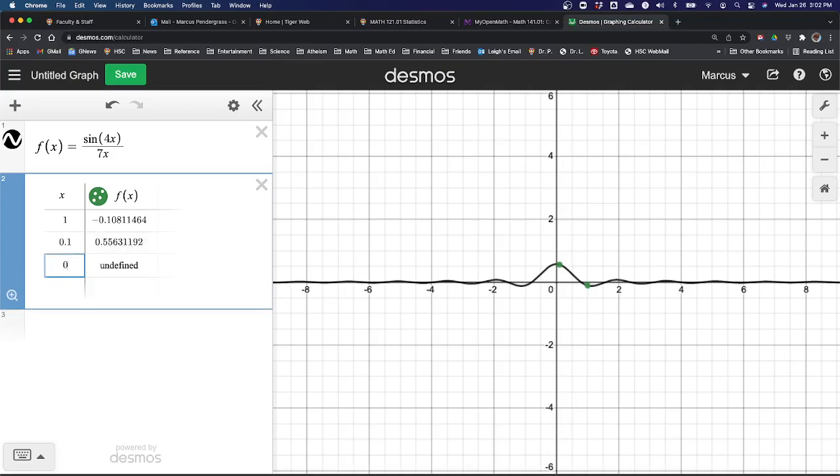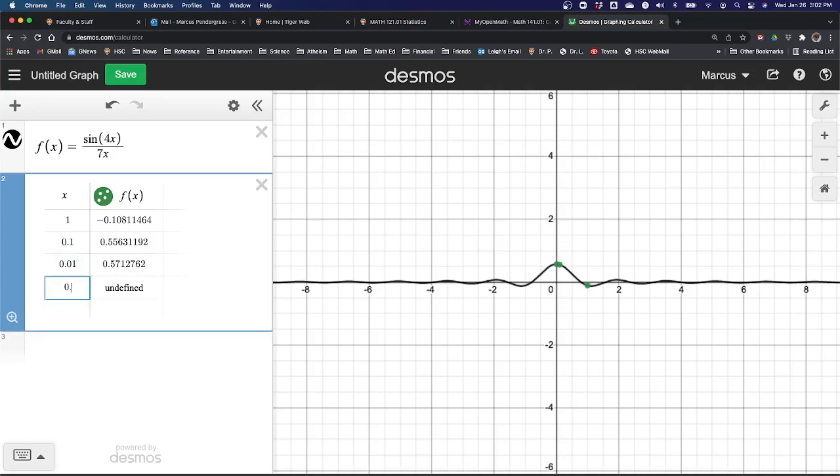Keep approaching 0, so I'll have 0.01 now. Notice that my f of x value has changed, but not quite as much this time. Now it's 0.5712 and some change. Let's keep on approaching, sorry, 0.001. And now we have 0.57142, right? You can see the convergence of the f of x values happening here.